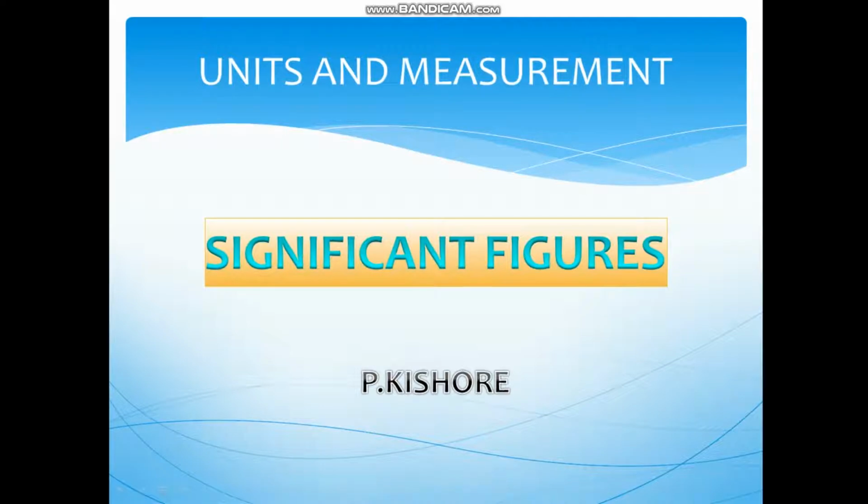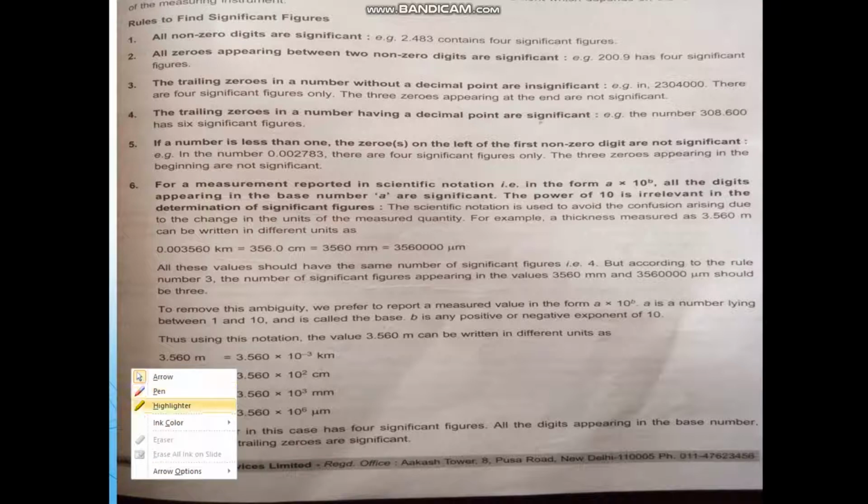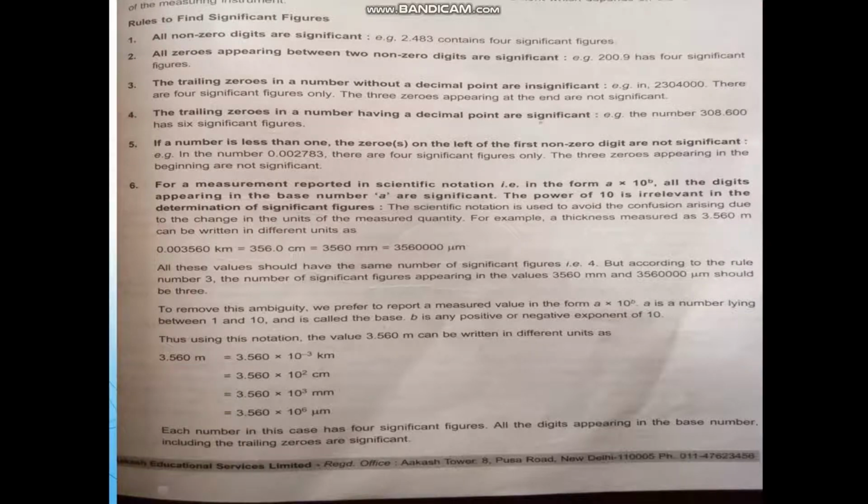In this video lecture, we will see about significant figures, which is in the chapter Units and Measurements. What are the rules to find out the significant figures? First rule is that all non-zero digits are significant. For example, the first number you see, all the four digits are non-zero digits. So it has four significant figures.